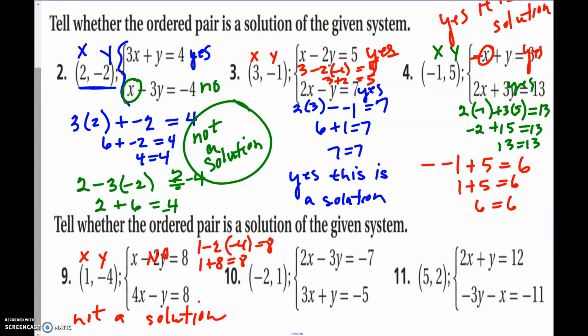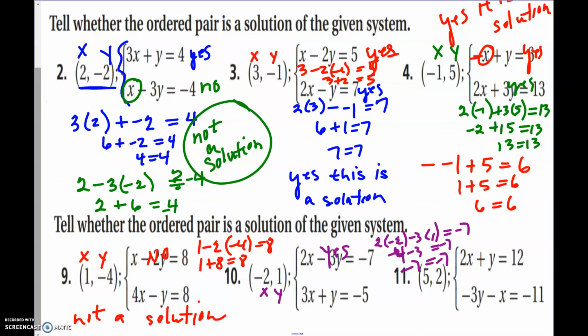All right, let's go on to number 10. So this is x, this is y. So in place of x, I'm putting a -2. So 2 times -2 minus 3 times 1. And we want to know if that equals -7. So 2 times -2 is -4. -3 times 1 is -3. So yes, -7 equals -7. So yes, that ordered pair works for the first equation.